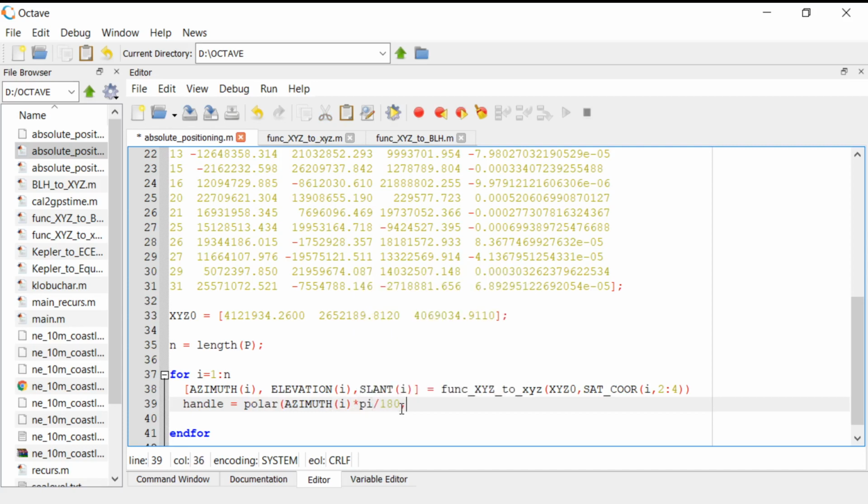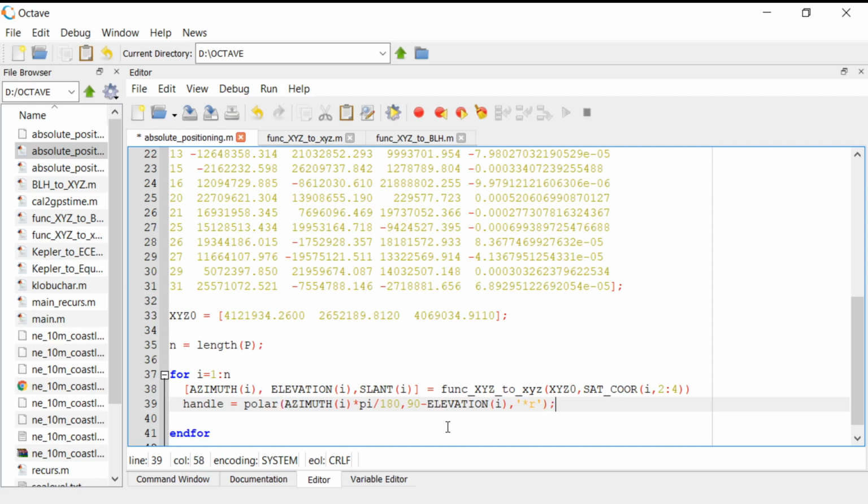Now the elevation angle must also be provided, but the polar plot uses the elevation angle from the direction of zenith, not from the horizon. That's why I must subtract 90 from my elevation angle. I will plot the satellites by using this sign, asterisk, with red color, for example.